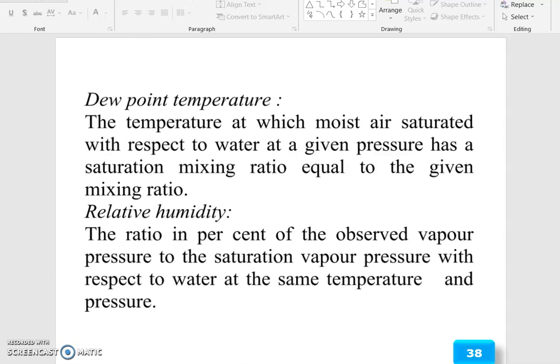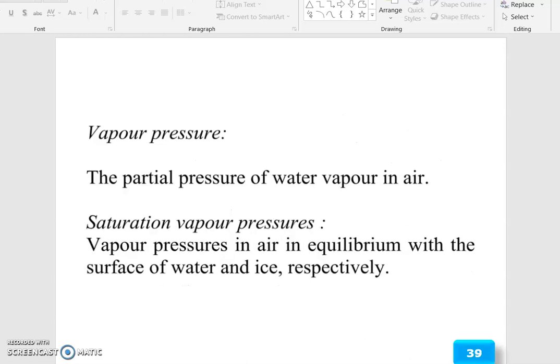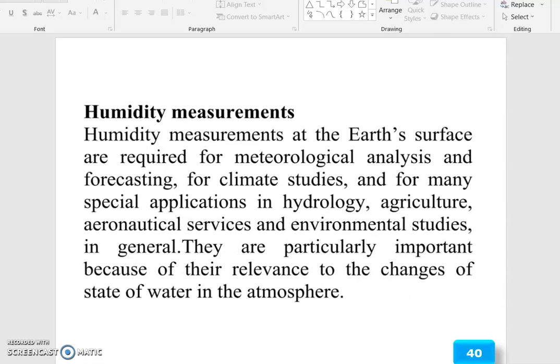Relative humidity, the ratio in percent of the observed vapor pressure to the saturation vapor pressure with respect to water at the same temperature and pressure. Vapor pressure, the partial pressure of water vapor in air. Saturation vapor pressure, vapor pressure in air in equilibrium with the surface of water and ice respectively.